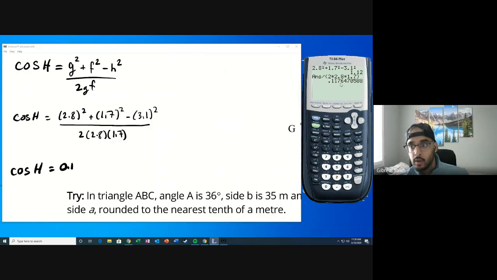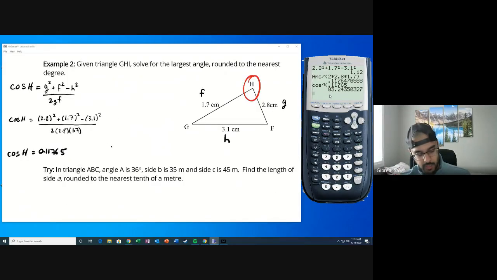So 0.11765, we'll say. As long as I take 4 or 5 decimals here, the rest are pretty much irrelevant. They don't really make a big difference. Now I need to do the inverse of cosine, like we did for the sine law. So cosine inverse of my ratio, 0.11765. And I get about 83 degrees. Now I was asked for the nearest whole degree. That means that angle H equals 83 degrees.